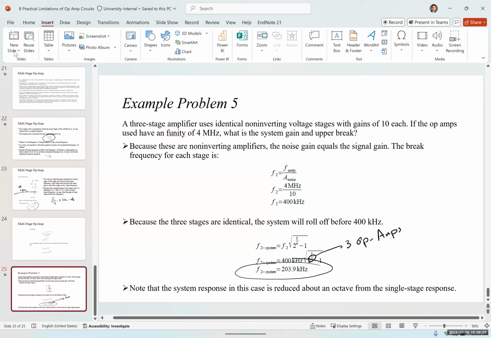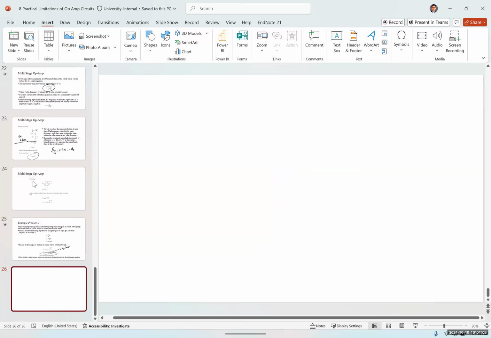Let's solve now a few practice problems. Imagine we have a multi-stage op amp. This is positive, negative. Oh, let's make this negative and that positive. Easier that way. Negative, positive. Positive is connected to the ground.